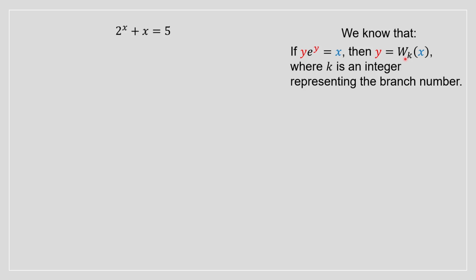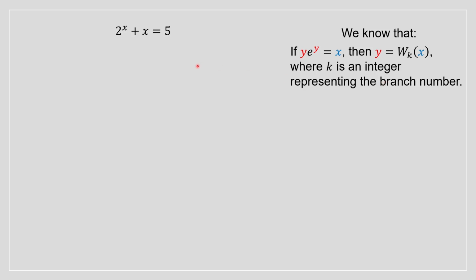Don't be scared, because a W function is similar to log or ln. It's very similar to that. The W function has something unique with it: it has a branch number. I'll be explaining that later in the video when we explore the graph of the Lambert W function.